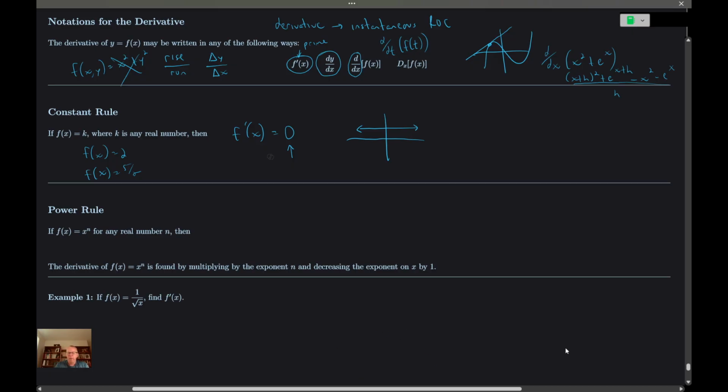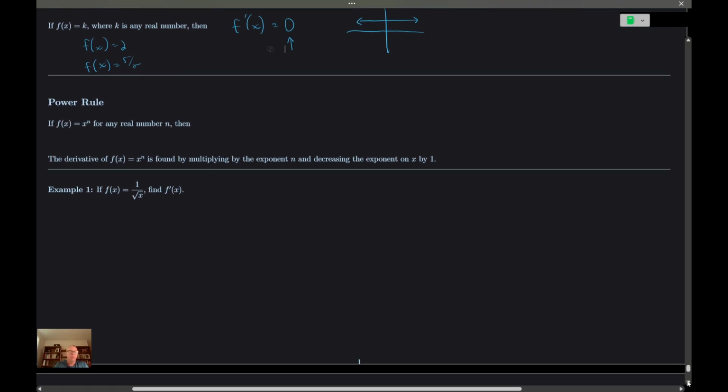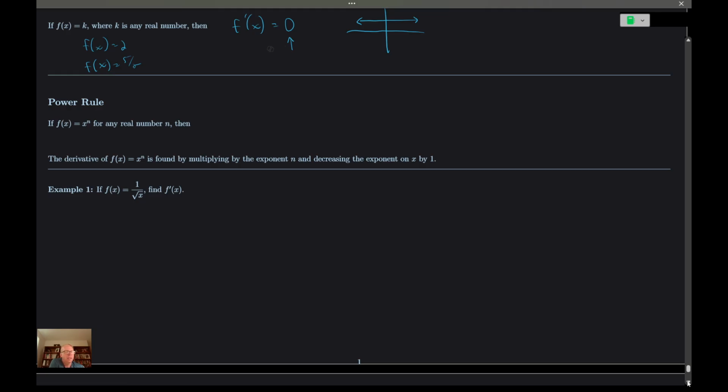If f of x equals x to the n, any real number n, so n could be positive, n could be negative, n could be 0, well, n is not 0. I guess I should say any real number besides 0. n is not 0.